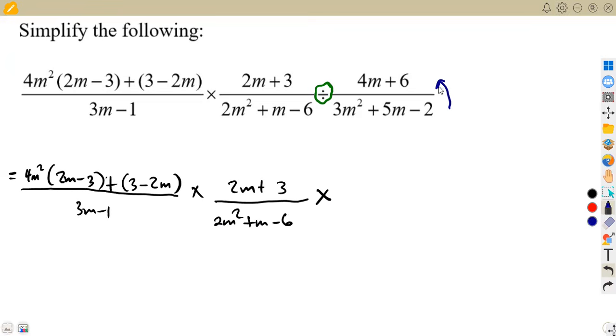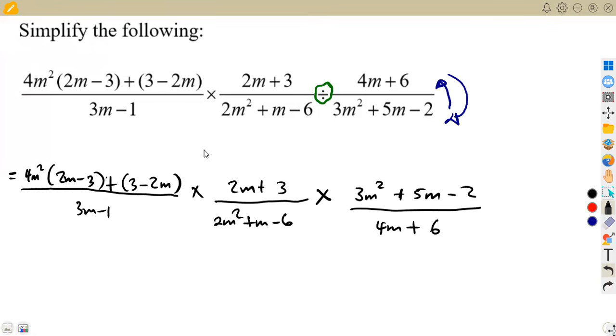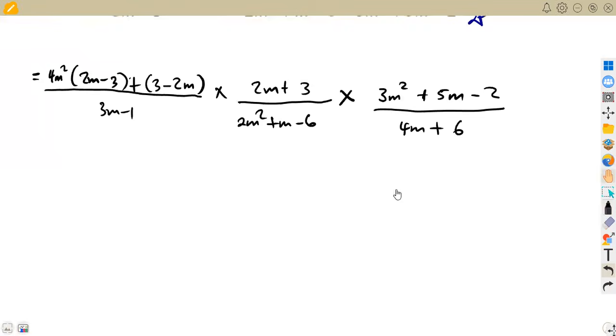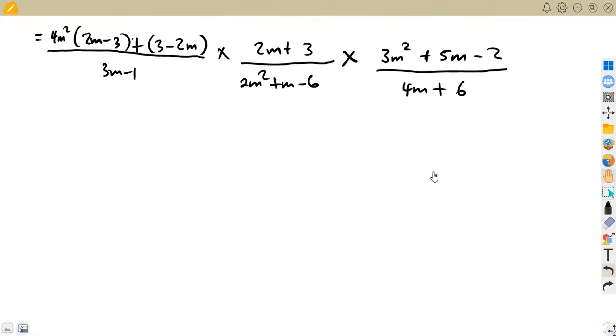The moment you introduce multiplication, what's happening? We are now interchanging. So we now have 3m squared plus 5m minus 2 over what? Over 4m plus 6. All right. From this stage, that is where now you are supposed to think of your factorization.